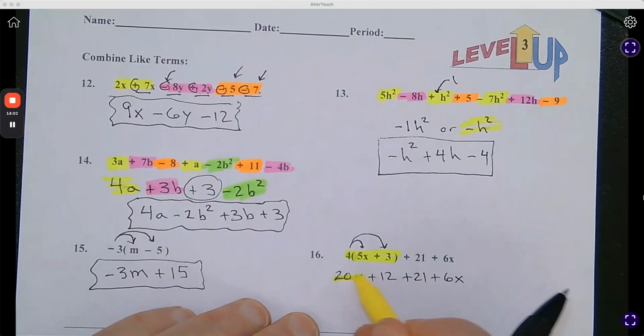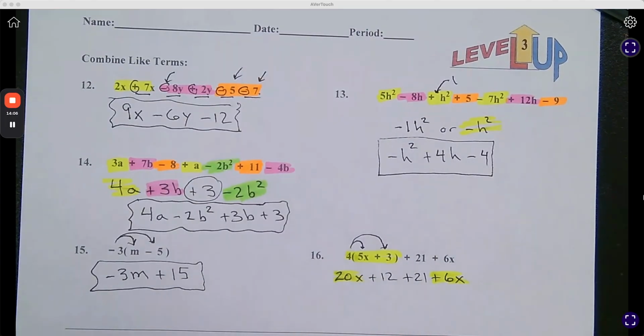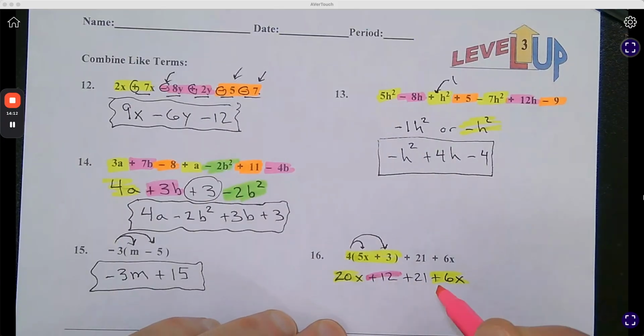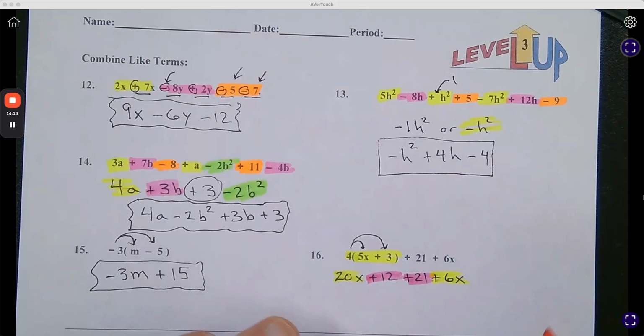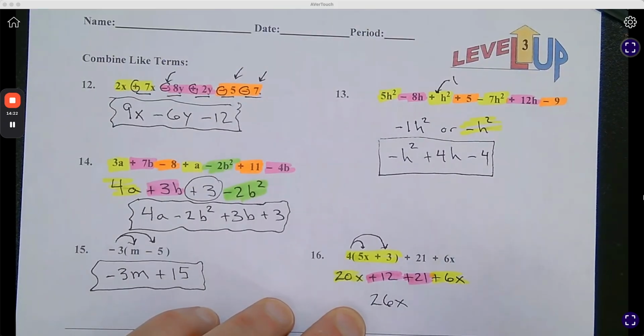That is a term called x. That is a term called x. They're like, so we can combine them. These are constants. Constant, constant. All right, let's add our x's. 20 plus 6. What's that equal? 26. Let's go. Category is x.